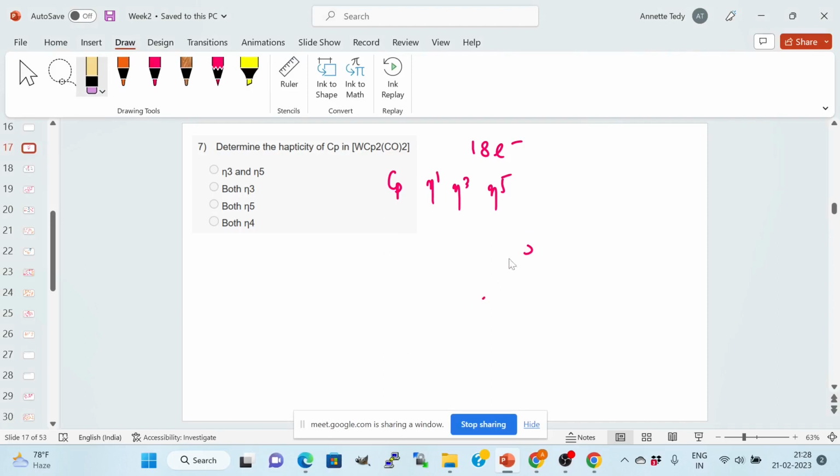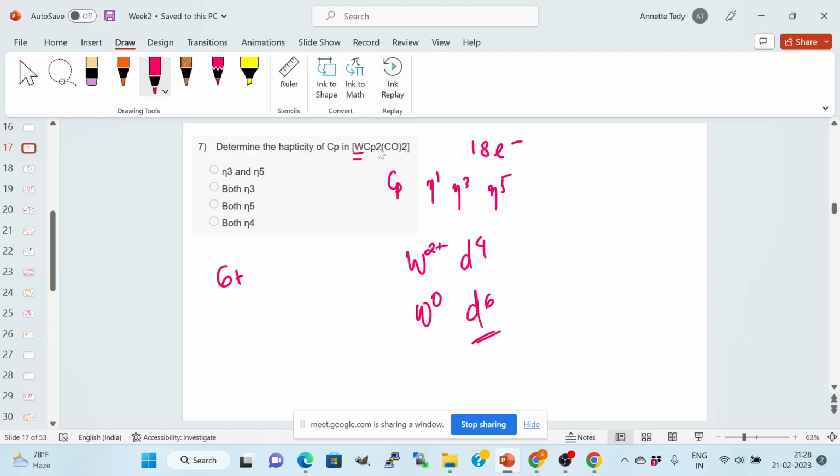For organometallic compounds, we will consider the metal in its normal oxidation state, zero oxidation state. So this is not vanadium, it is tungsten. Tungsten in its plus 2 state has d4 electrons. So tungsten in zero state will have d6 electrons. So we already know 6.